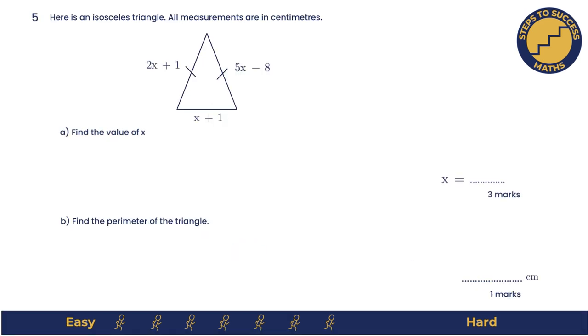Question 5. Here is an isosceles triangle. All measurements are in centimetres. A. Find the value of x.